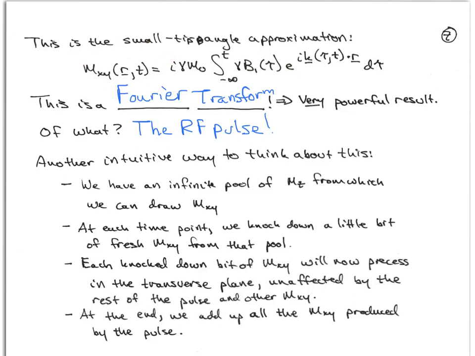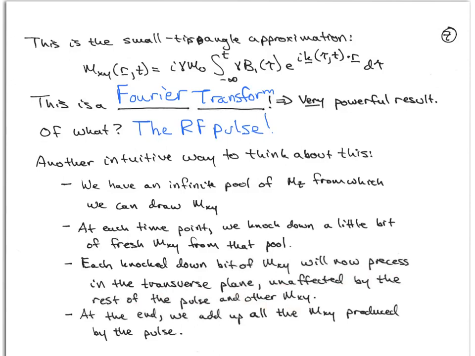Okay, so there's yet another sort of verbal, intuitive way of thinking about this procedure. What we can say is that we have an infinite pool of longitudinal magnetization, mz, from which we can draw mxy, and the procedure of drawing mxy is to excite it into the transverse plane. Okay? And then at each time point in the pulse, we knock down a little bit of fresh mxy from that mz pool. Right? So initially we have nothing, and then as we're moving along the time in the pulse, at each time point we're knocking down a little bit of fresh mxy. Okay, so then once excited, each knocked-down bit of mxy will now precess in the transverse plane, unaffected by the rest of the pulse and the other mxy, right?